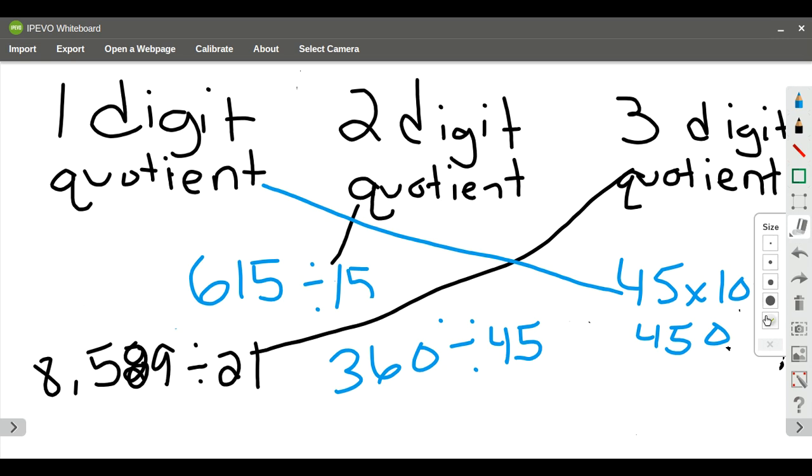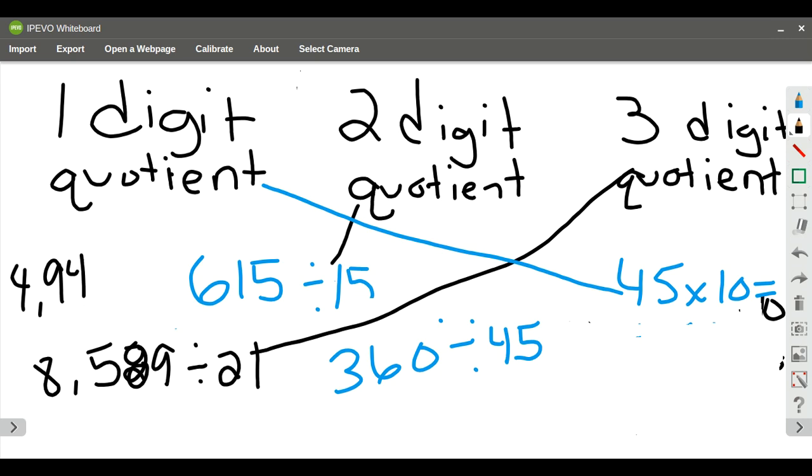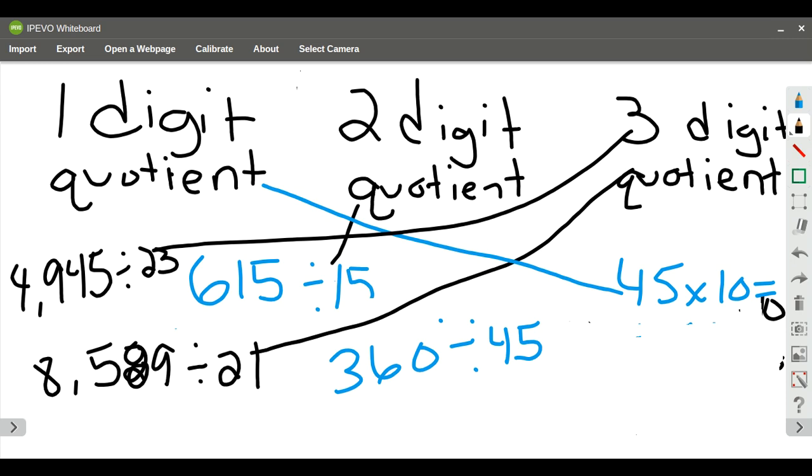Okay, the next one I'm going to take a look at is 4,945 divided by 23. So when I take a look at 4,945, I'm going to use the strategy that I had here. Here I had a two-digit divisor divided into a four-digit dividend. And when I had a two-digit divisor that I divided into a four-digit dividend, it gave me a three-digit quotient.